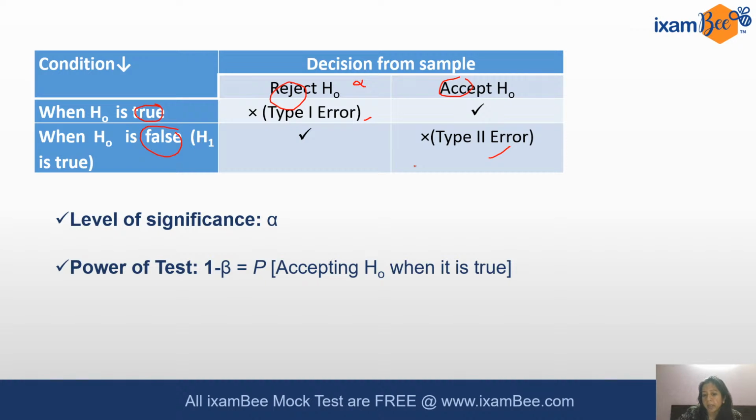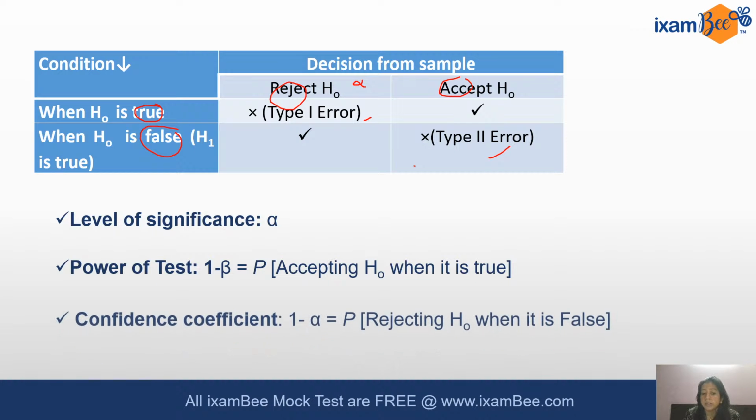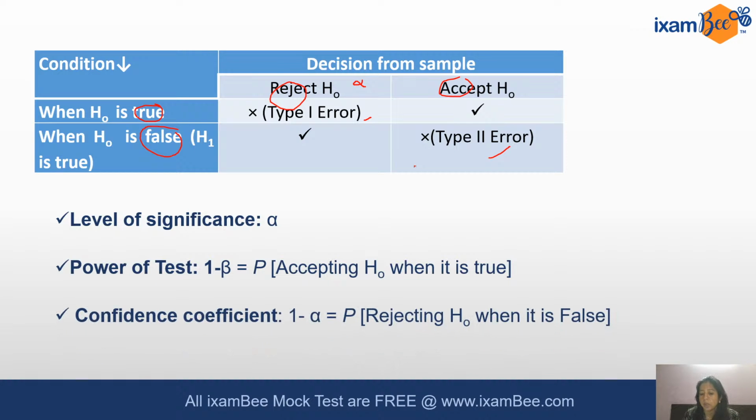So 1 minus beta actually is power of test, and what it indicates is that you are accepting null hypothesis when it is true. And if we talk about 1 minus alpha, then it is known as confidence coefficient. It indicates that you are rejecting a null hypothesis when it is false. Okay, so a question can be from this, that what indicates power of test, what is meant by power of test, what is confidence coefficient, and also related to level of significance.